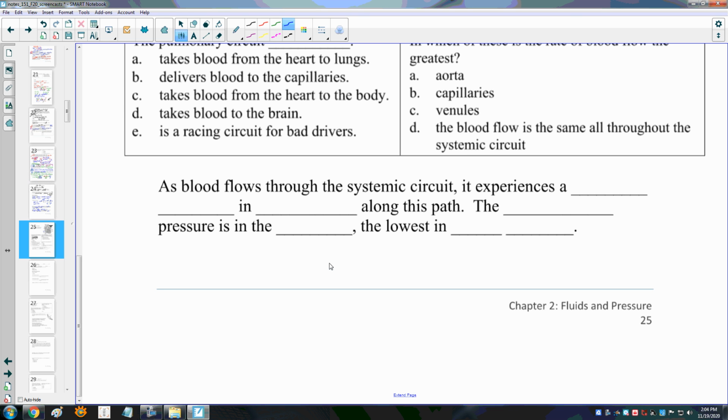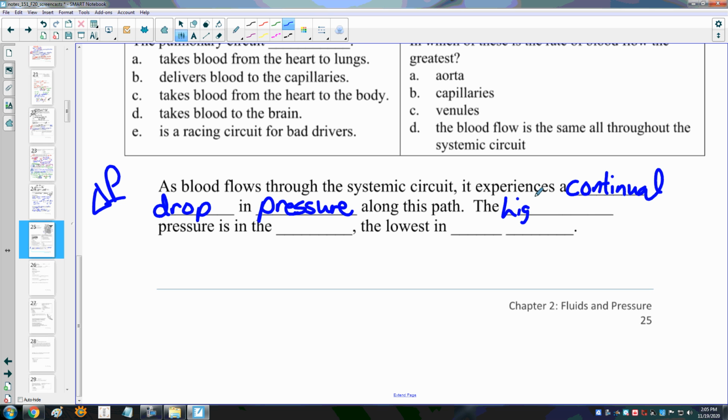As blood flows through the systemic circuit, it experiences a continual drop in pressure. Remember, from the Poiseuille equation, there has to be a pressure differential. And so it experiences that drop in pressure. The highest pressure is in the aorta. That's right after it leaves the heart, right? The heart pumps and it pushes all that blood into the aorta. And then the lowest is when it comes back, which is going to be in the vena cava. So very high pressure in the aorta, very low pressure in the vena cava.